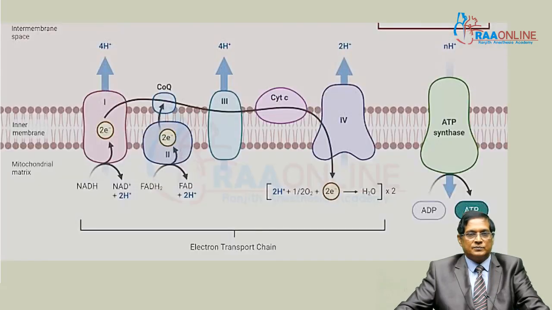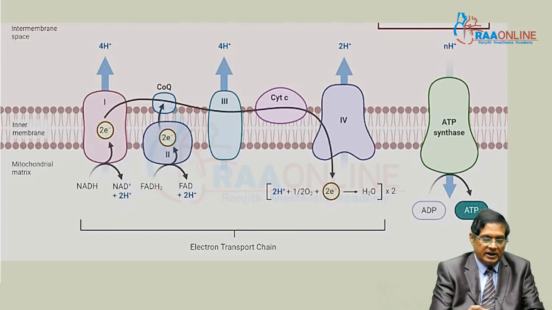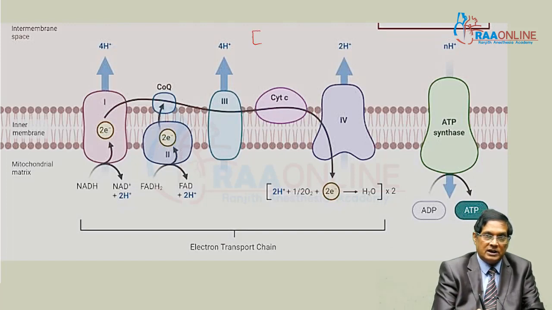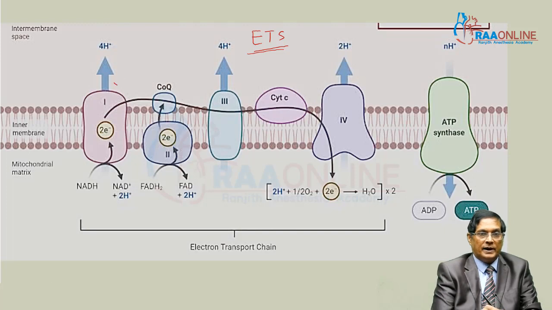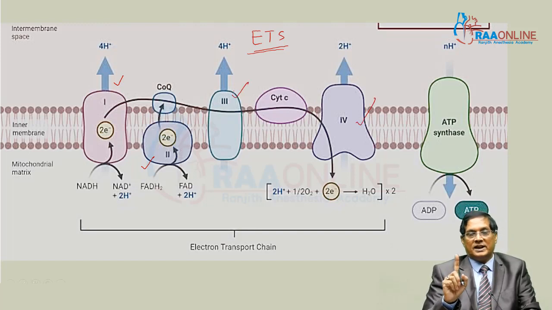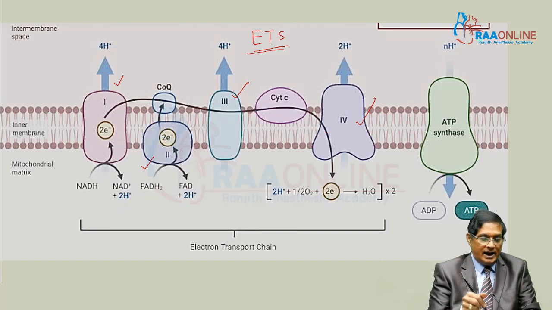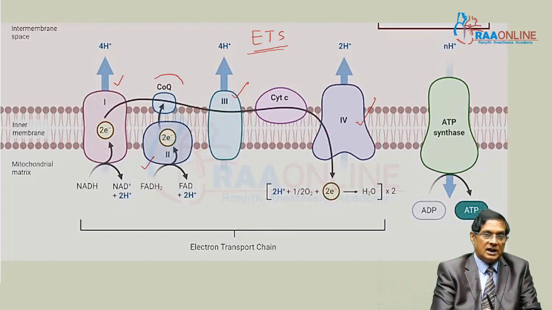This is the electron transport system, located in the mitochondrial inner membrane. It is made up of 4 complexes: complex 1, complex 2, complex 3, complex 4. There are also 2 mobile electron carriers. Coenzyme Q is also called UQ, that is ubiquinone.